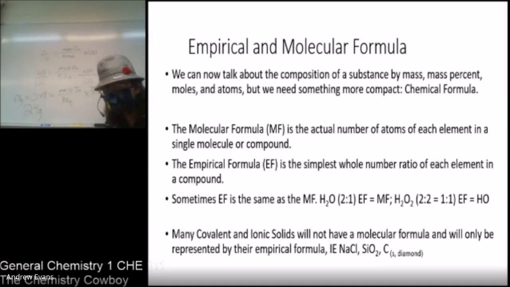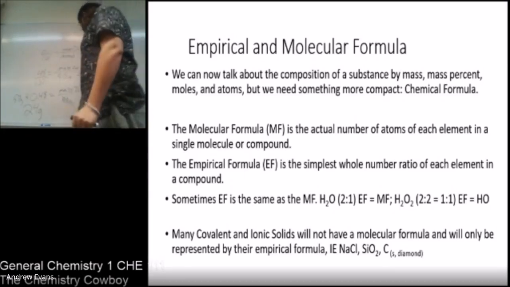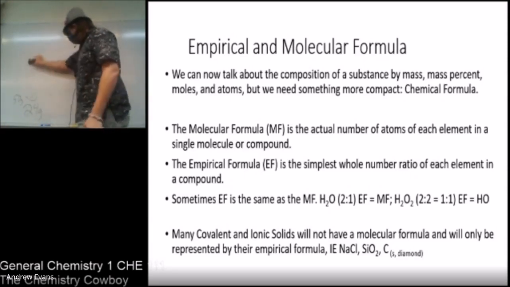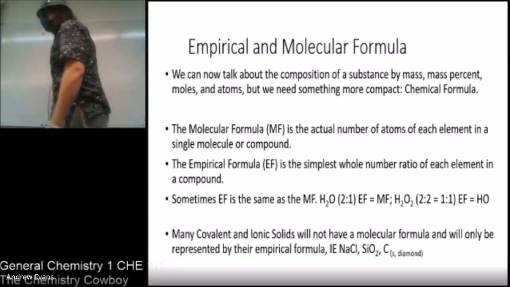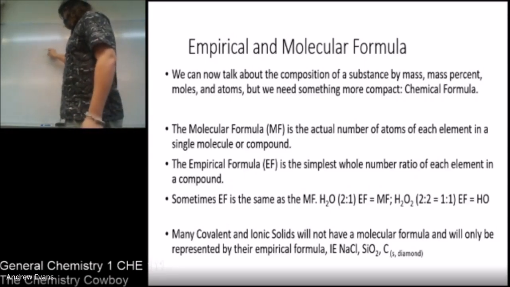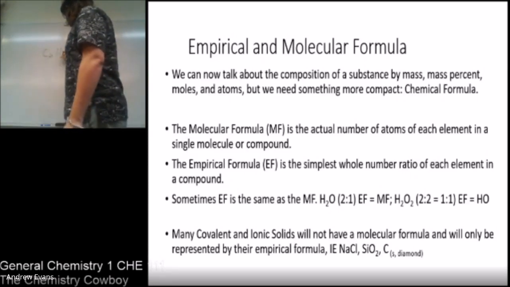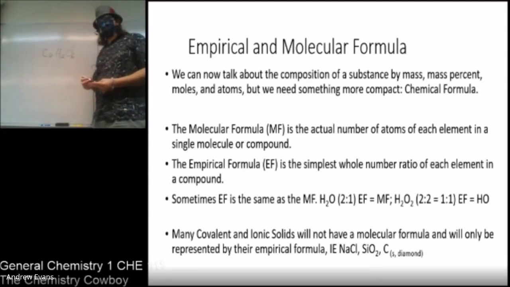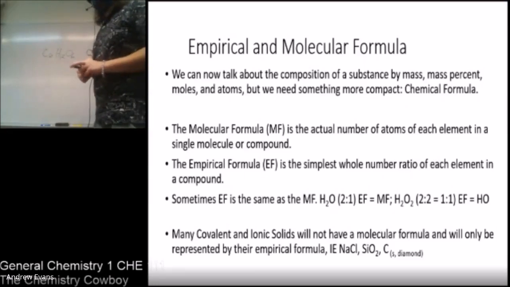The molecular formula is pretty much everything we've been dealing with for the most part. The actual number of atoms of a given element in a molecule or a compound. The most common example, the one I used yesterday, is glucose. For those in biology, glucose is one of the most common molecules in the body that you're going to deal with. What is the chemical composition of glucose? C6H12O6. There are 6 carbons per every 12 hydrogens per every 6 oxygens in glucose.